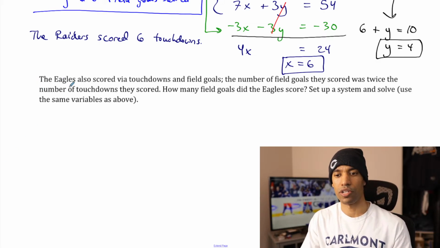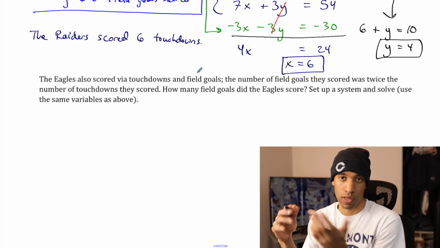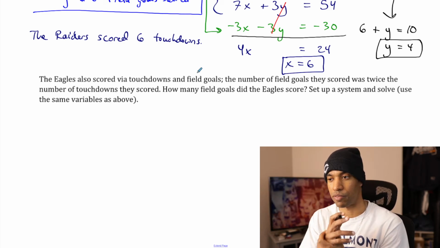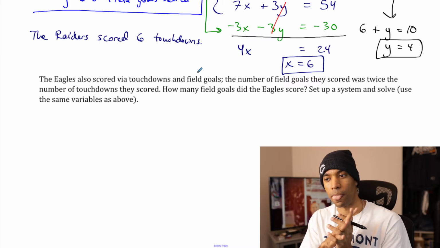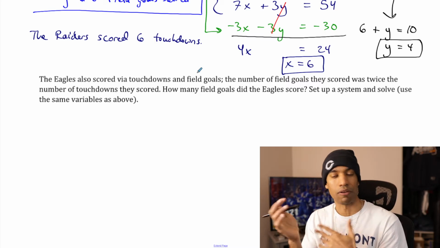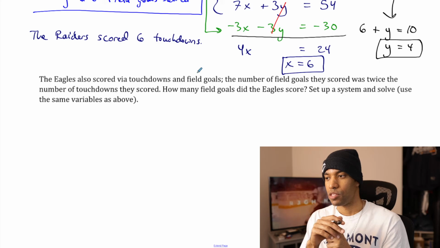All right, there's a second question involved here. The Eagles, the other team, also scored via touchdowns and field goals. So they had a combination of those. The number of field goals they scored was twice the number of touchdowns they scored. How many field goals did the Eagles score? Now it's number of field goals. We'll remember that. Setup, system, solve.